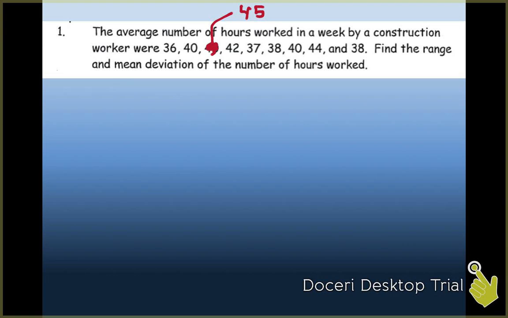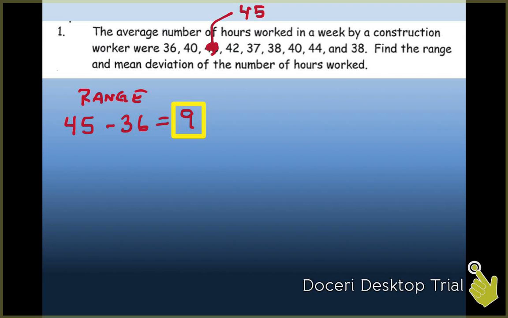Well, the range is pretty straightforward. You're going to do the smallest number and the largest number. So the biggest number we have there is going to be 45. The smallest number we have there is 36. So we're going to do 45 minus 36, and you'll end up with a range of 9.